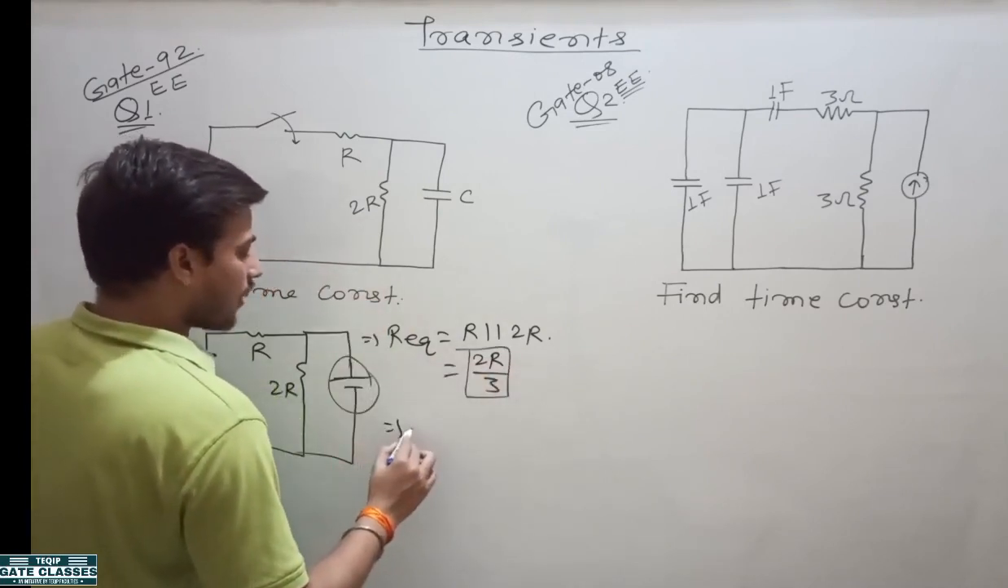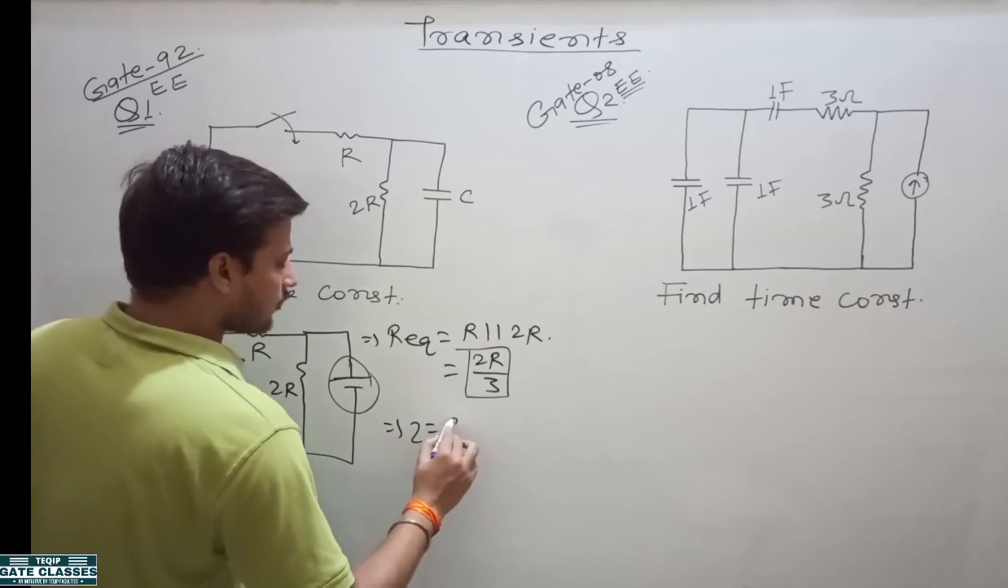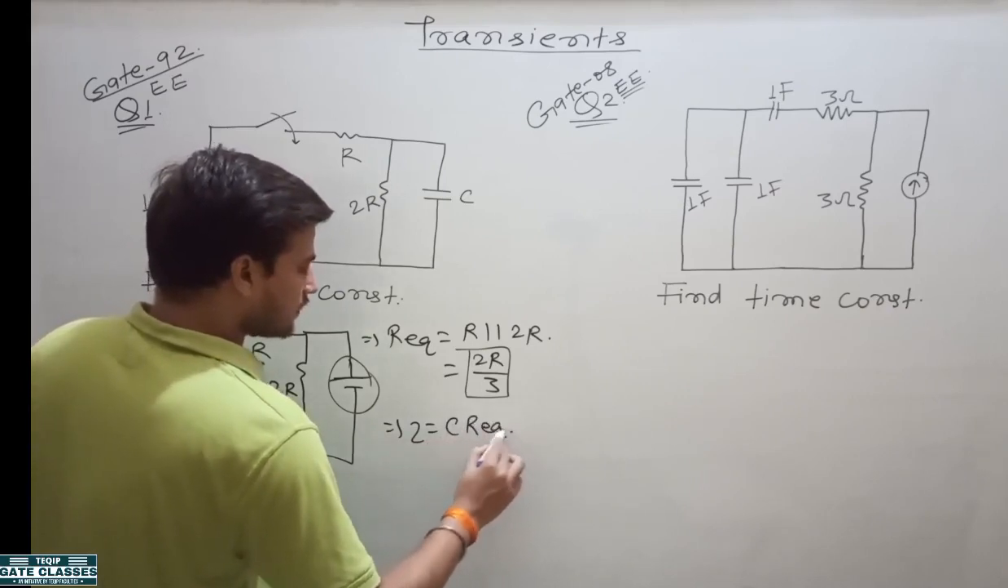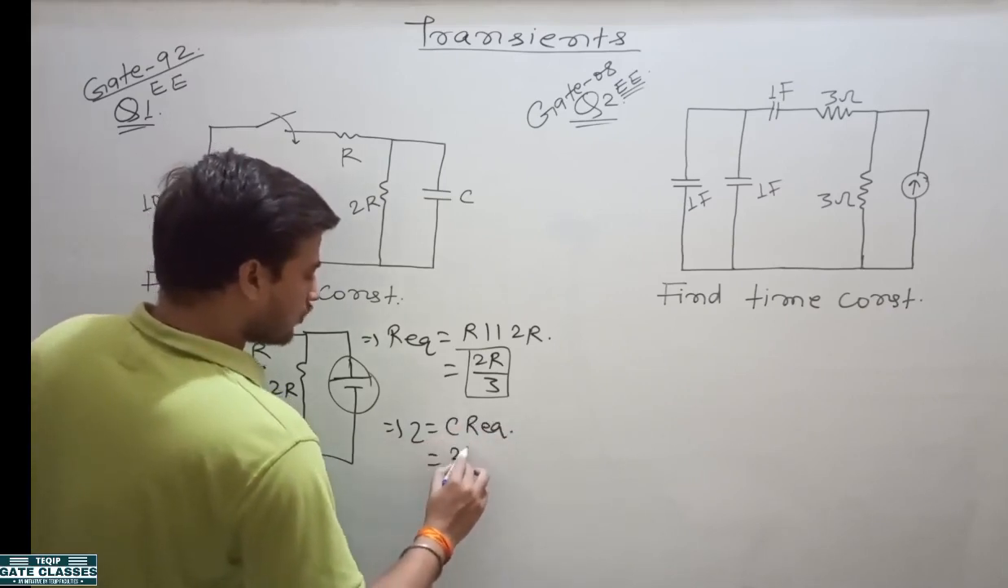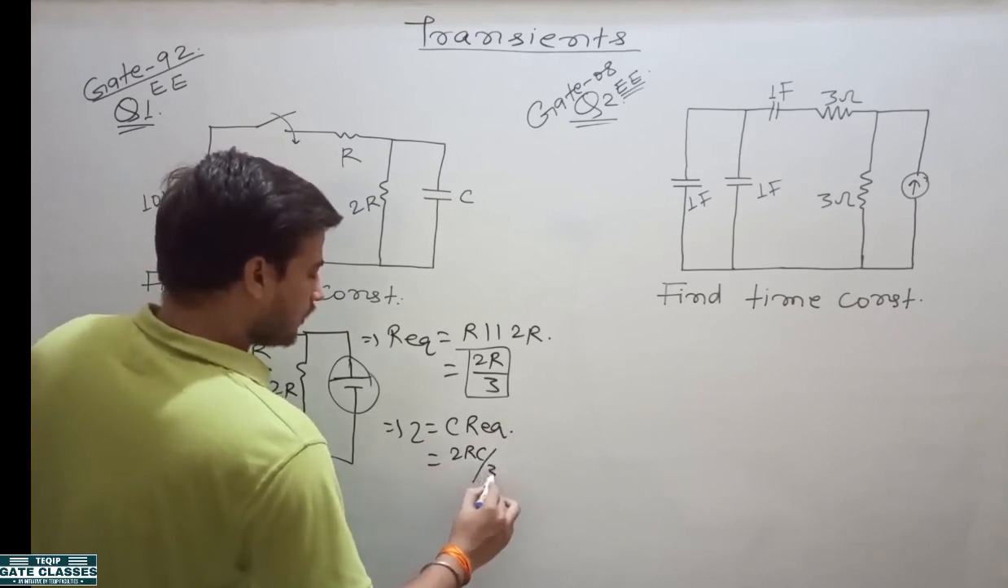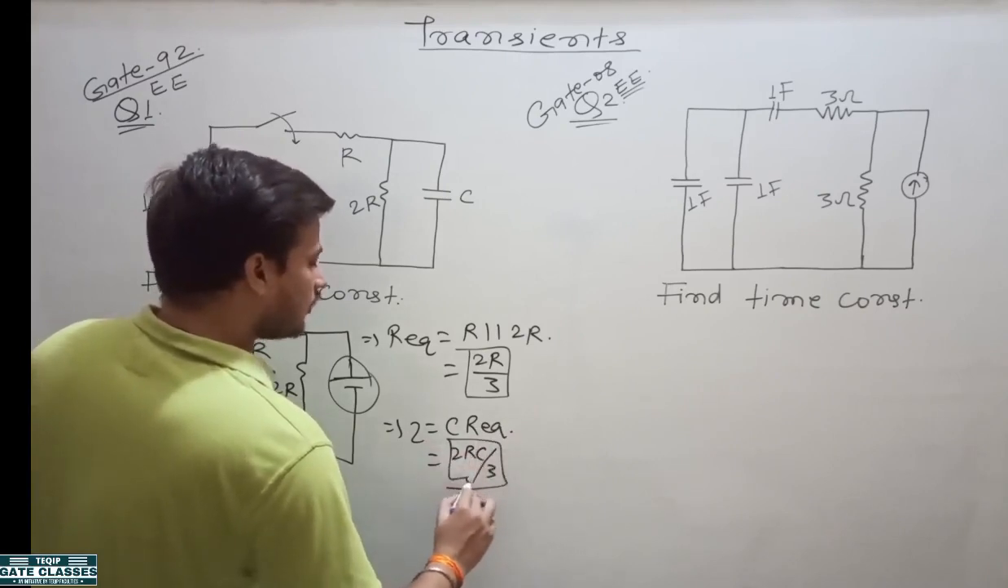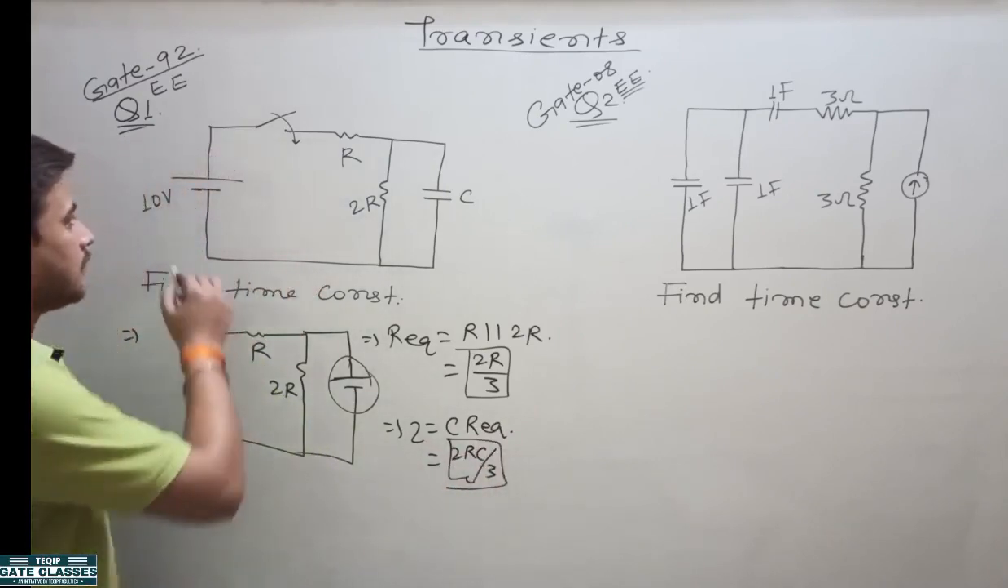So hence, tau will be equal to C into R equivalent. So here it is 2RC upon 3. So the answer of time constant will be 2RC upon 3.